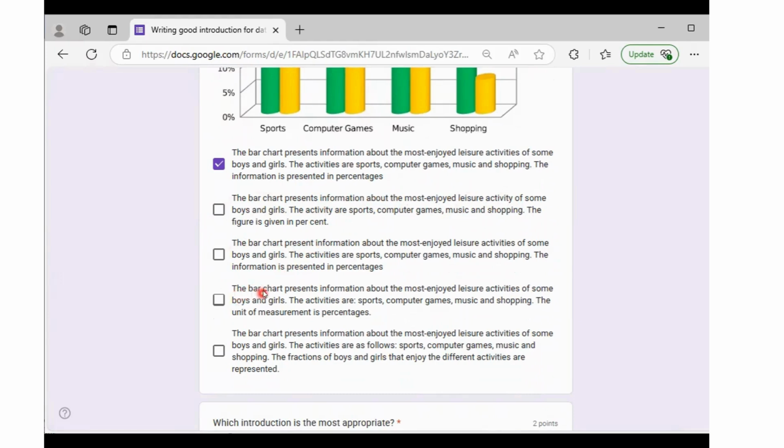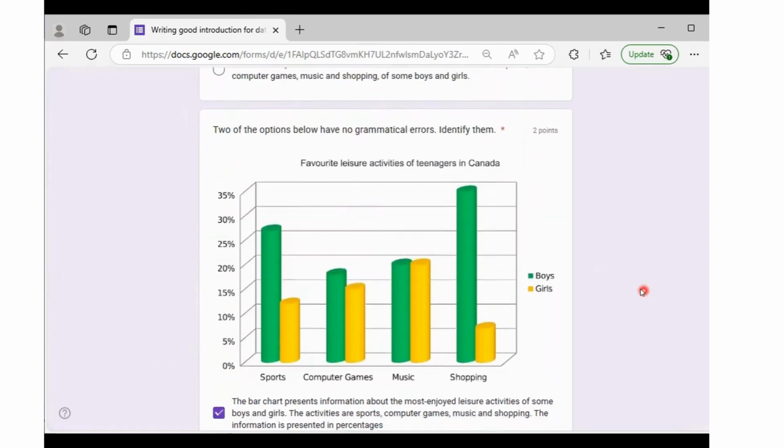Look at number 4. The bar chart presents information about the most enjoyed leisure activities of some boys and girls. The activities are, no, this colon should not be there. This colon is not necessary. Okay? Poor use of colon. Next one, the activities are as follows. Yes, this is how to use a colon. Then the last sentence, the fractions of boys and girls that enjoy different activities. Yes, this last sentence is similar to the information is presented in percentages. So these are the two sentences that have no grammatical errors.